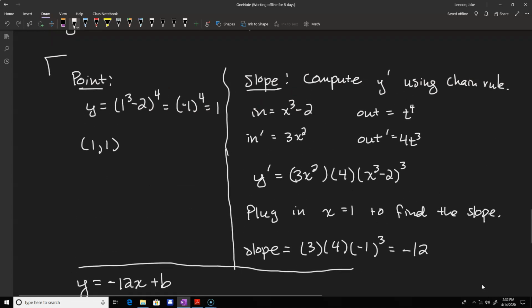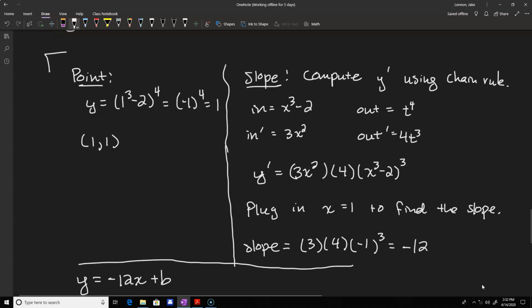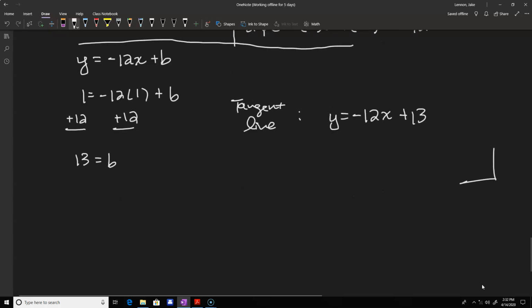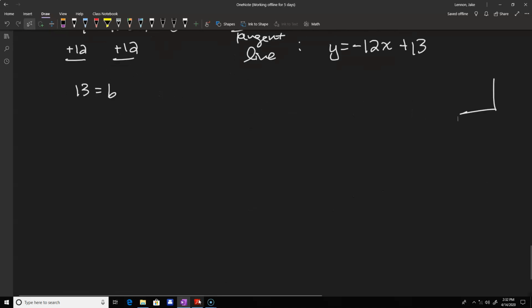So we see first we found the point, then we found the slope by finding the derivative using the chain rule, and then what we did was we plugged in the x value to find the slope at that particular time, which turned out to be negative 12, and then we just used slope-intercept form to plug in the slope and plug in the point to find the equation of our tangent line. So let's go ahead and move on to the next problem.